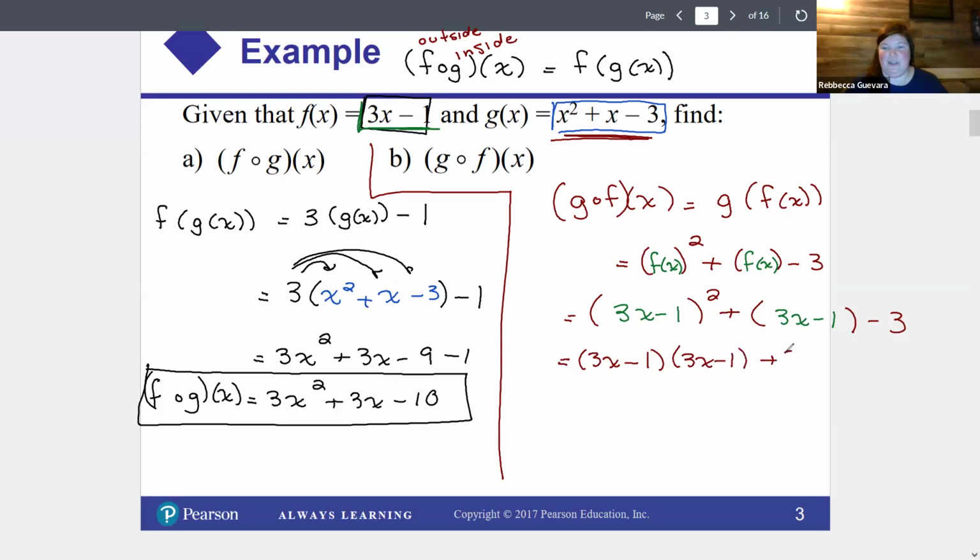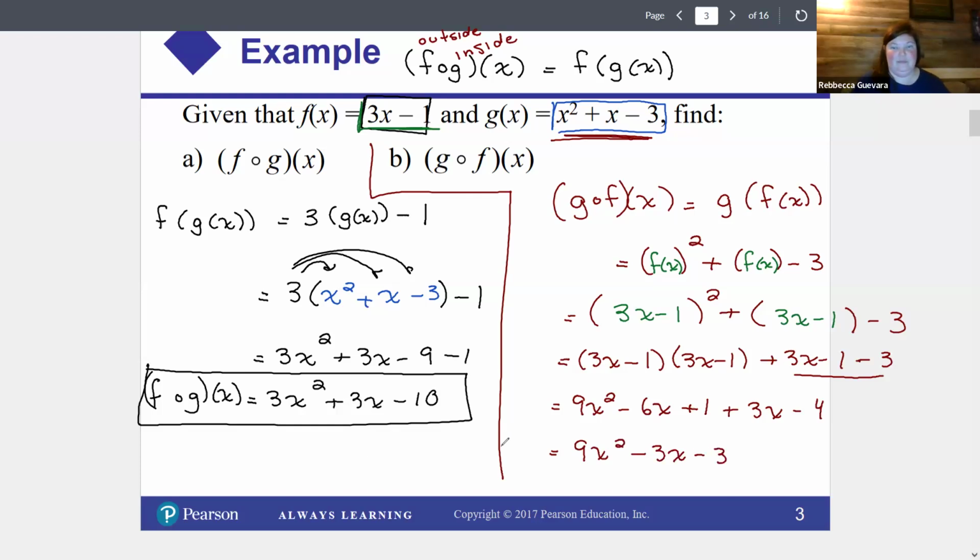I think the worst part about this is simplifying, not necessarily the composition. And then we can drop these parentheses. So if we FOIL, we're going to have 9x squared minus, so you're going to have negative 3x, and negative 6x, and then plus 1. This here was just a 3x minus 4. We do this part right here and simplify. I simplify further. I got 9x squared minus 3x minus 3. And this is your G composed with F.